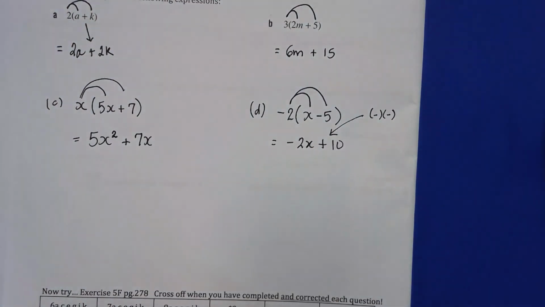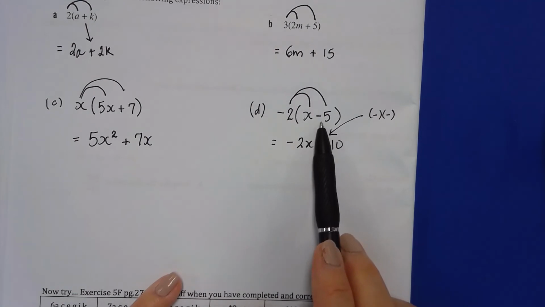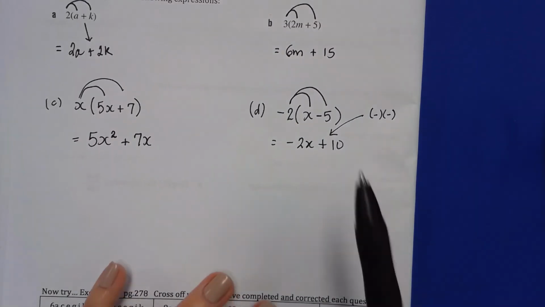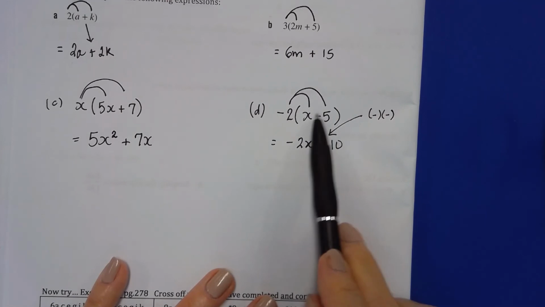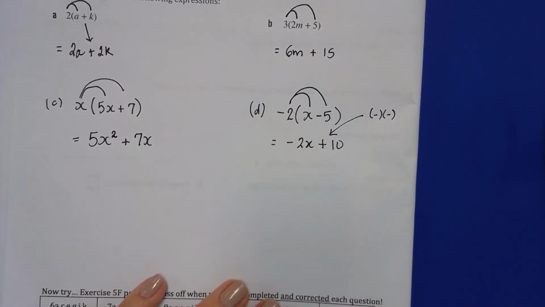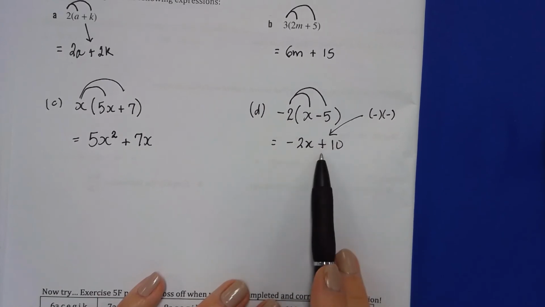Now, this is what somebody this morning said when I was helping some year 8s. They said, yeah, but I thought that was a minus sign. Are minus and negative the same thing? Yeah, they are. They're exactly the same thing. That negative sign, the minus, belongs to the 5, and it makes it negative. So it's negative 2 times negative 5 is positive 10.